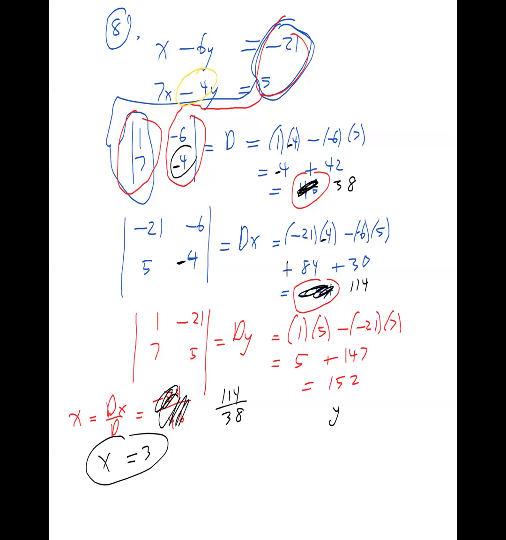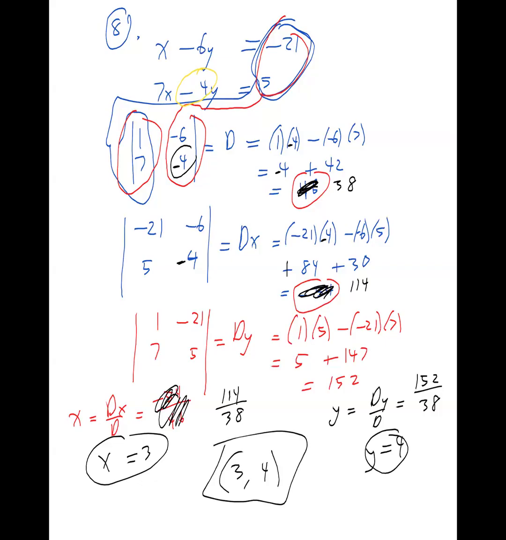Remember, when you're using Cramer's rule to solve equations, y is equal to dy divided by d. Well, dy is 152 and d is 38. So 152 divided by 38 is equal to 4. Yay. That one worked as well. So the solution is x equals 3, which comes first, and then y equals 4. And make sure you put the answers in alphabetical order.